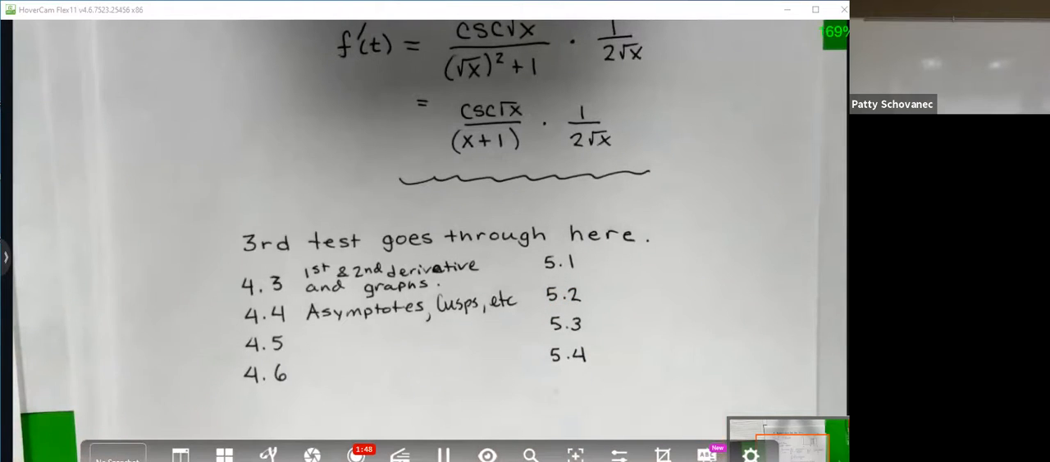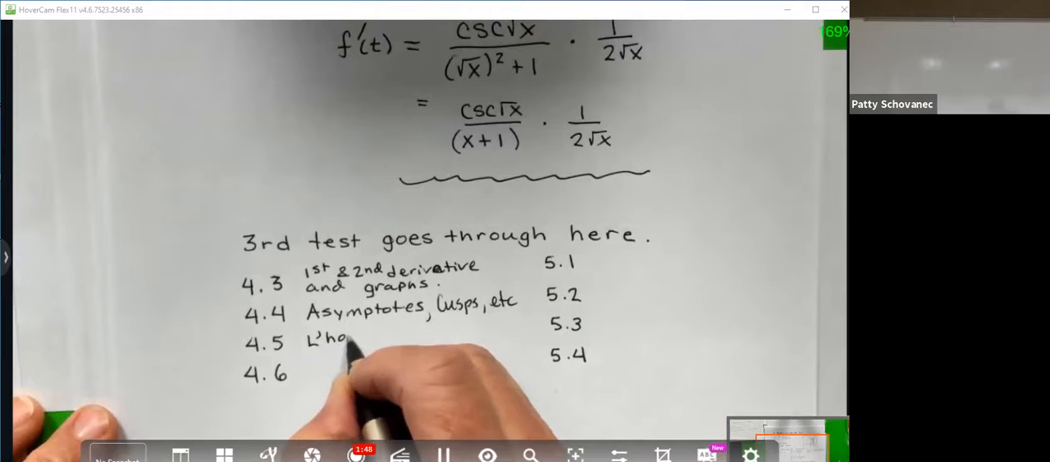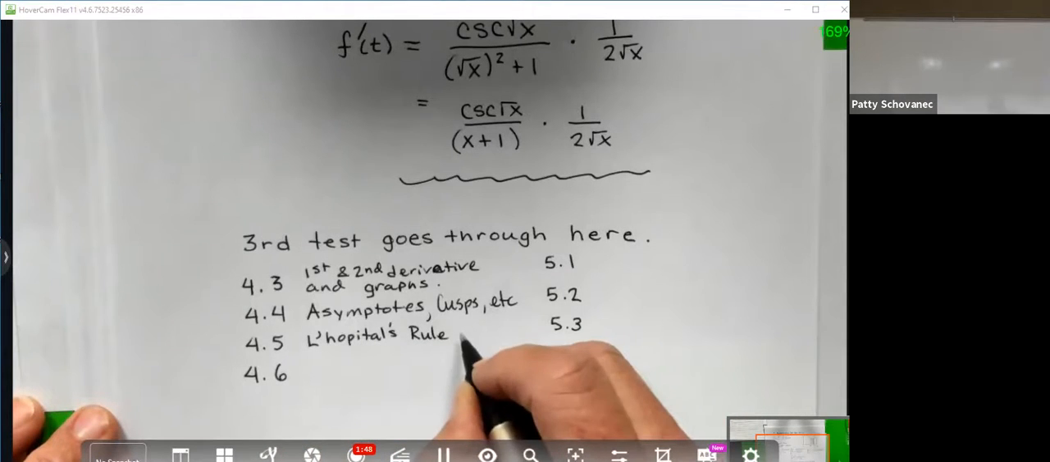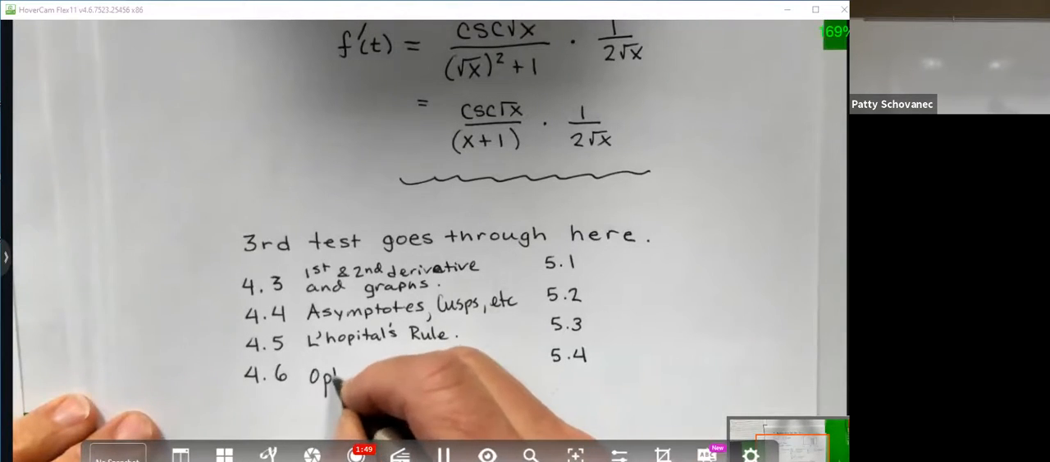In section 4.5, we learned more about taking limits, especially those of the form 0 over 0 or infinity over infinity. We did that with L'Hopital's rule. And make sure you look at the limits of other indeterminate forms, especially the kind where we used the logarithm to help us take limits of the exponential indeterminate form. Section 4.6, we did the applications of the derivative to optimization. These were our optimization word problems.